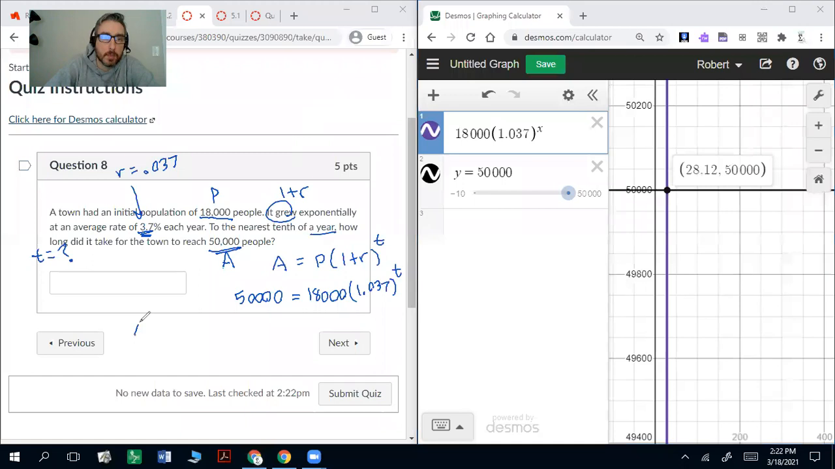So T is approximately 28.12 years. It says to the nearest tenth of a year, so you could say about 28.1 years. But 28.1 or 28.12 if you want to go a little bit more out is question 8.